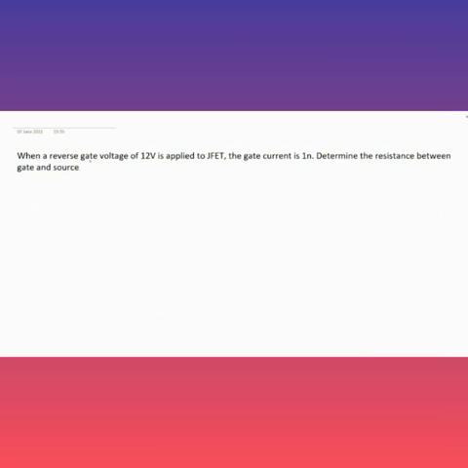When a reverse gate voltage of 12 volt is applied to JFET, the gate current is 1 nanoamp. Determine the resistance between the gate and source. So here they have asked us to find the gate to source resistance. What all values are given there? My reverse gate voltage, I'm going to put that VGS is equal to 12 volt, and my gate current value, that is IG, is equal to 1 nanoamp. It means 10 to the power minus 9.